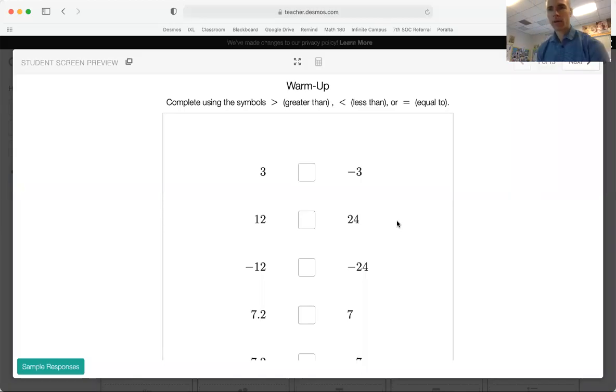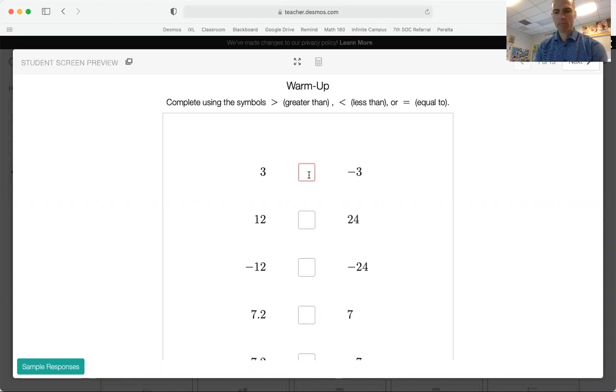Hey everyone, we're going to do the practice problems for Unit 5, Lesson 1 in Desmos, or Practice 7.5.1, it probably says in your thing. The first thing we're supposed to do is this warm up. We're going to use greater than, less than, or equal to symbols to relate the two numbers in each pair, the one on the left and the one on the right.